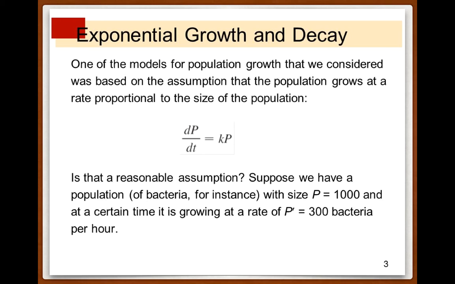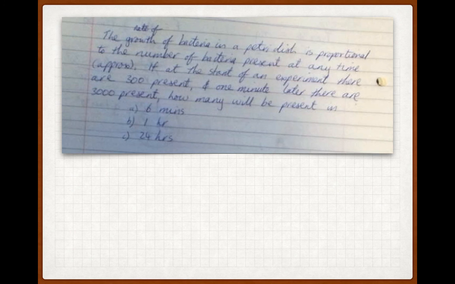We have one of the models for population growth that we consider was based on the assumption that the population grows at a rate proportional to the size of the population. That sentence is a sentence that will pop up in the applied maths course. So dP/dt is equal to kP. The rate of change of the population growth is proportional to the number in the population. And what we look at in a moment is: is it a reasonable assumption? And we have an example there, and I'll do a question on a similar one, just so you can see it being done out.